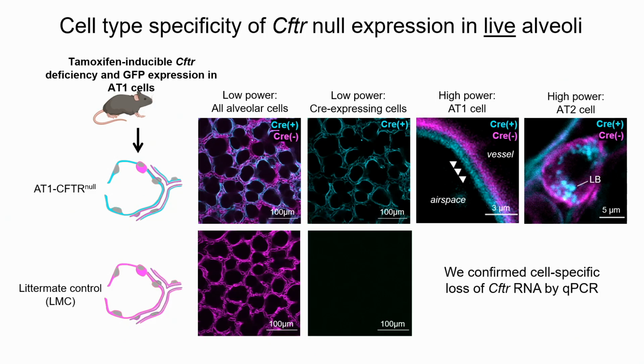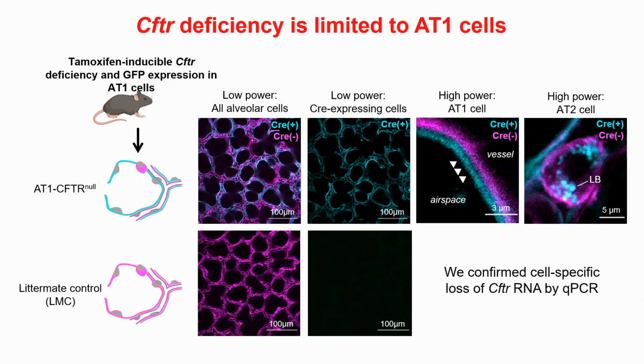Finally, we also confirm cell-specific loss of CFTR RNA by doing qPCR. So this data, together with our imaging data, we interpret that CFTR deficiency is limited to alveolar type 1 cells. So next, we wanted to understand the alveolar liquid dynamics in these alveolar type 1 CFTR null mouse models.